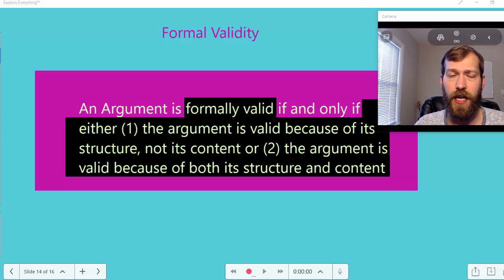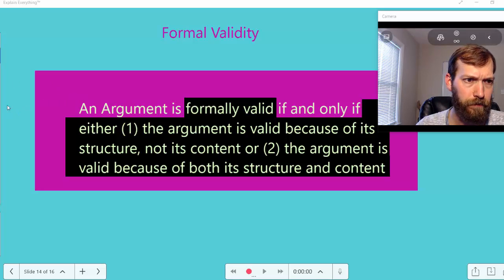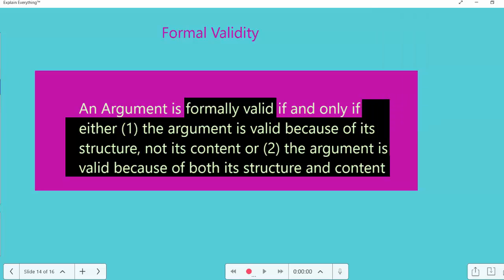So for us, an argument is formally valid if and only if either one, the argument is valid because of its structure, not its content, or two, the argument is valid because of both its structure and content. So let's explore this a little bit more, what I mean by this.